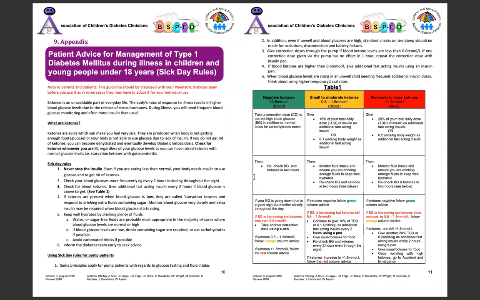Now check for blood ketone also, not urine ketone. And you have to monitor blood ketone and sugar both simultaneously. If ketones are present when blood glucose is low, this is called starvation ketosis, and responds to drinking extra fluid containing sugar. So you have to give extra fluid containing sugar if blood glucose is below 4, and closely monitor. And extra insulin may be required when blood glucose starts rising. So if a patient developed gastroenteritis but the blood glucose is rising, then you should give a correction dose, an extra dose.